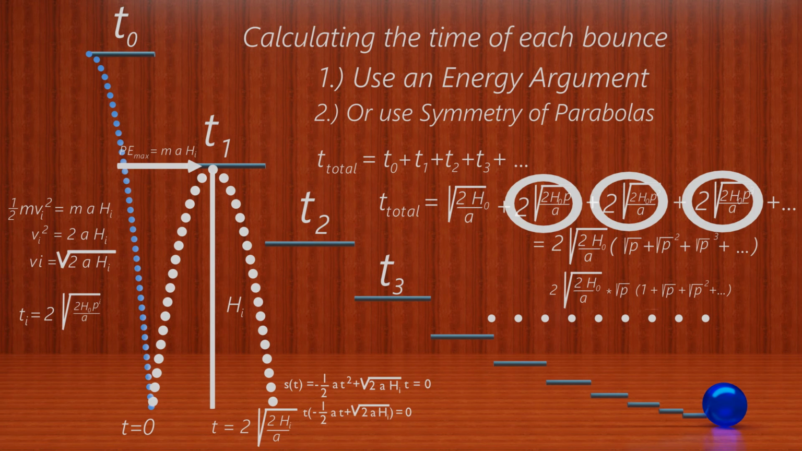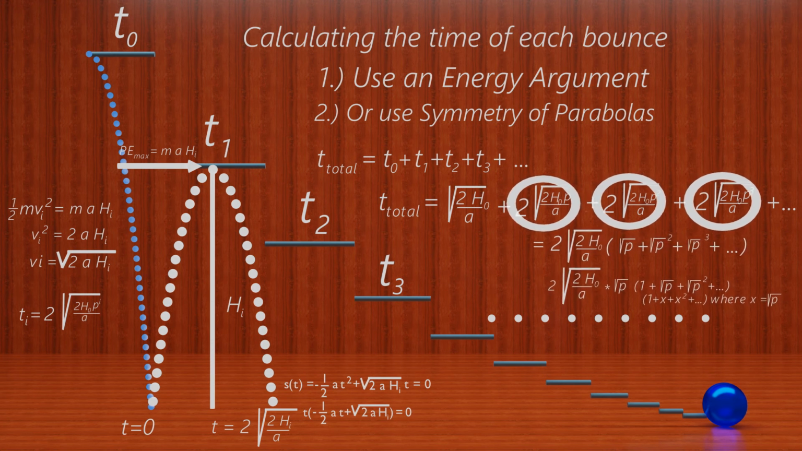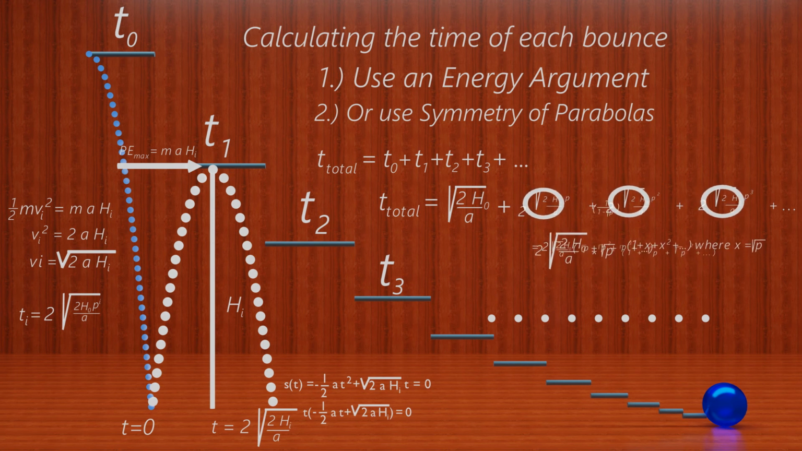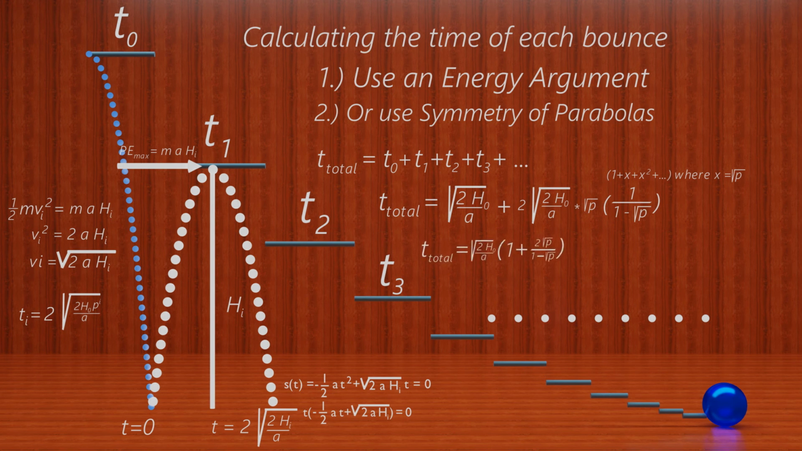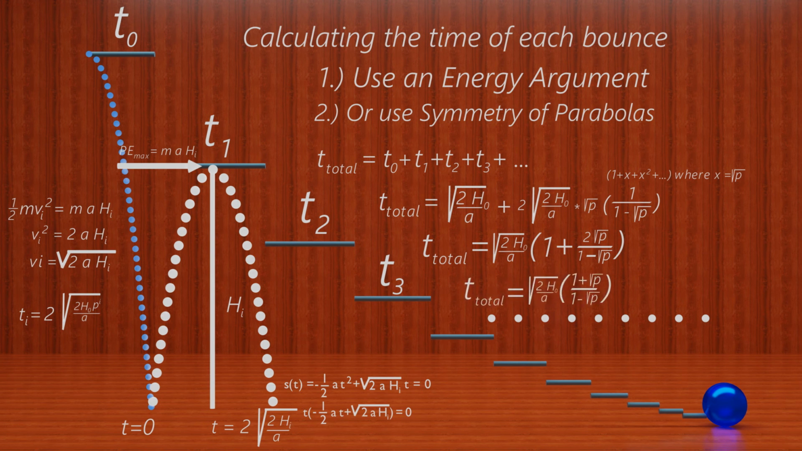This happens to be our geometric series, 1 plus x plus x squared plus dot dot dot, where x is equal to the square root of p. We can substitute in 1 over 1 minus root p for the series. Now we're left with the square root of 2 times h naught over a plus 2 times the square root of 2h naught over a times square root of p times 1 divided by 1 minus root p. We can factor out the square root of 2h naught over a, and we are left with square root of 2h naught over a times 1 plus 2 root p over 1 minus root p, and simplifying this down, we get the square root of 2h naught over a times 1 plus root p divided by 1 minus root p.